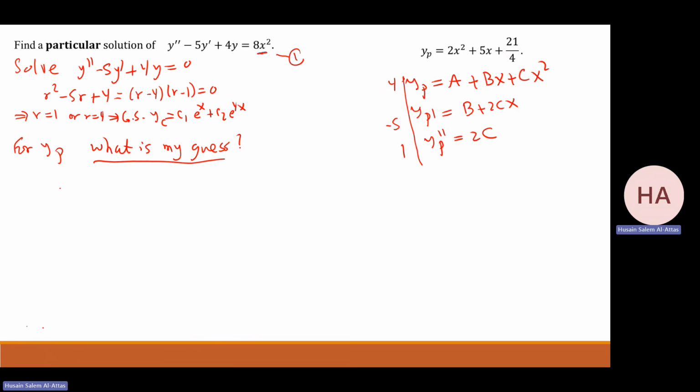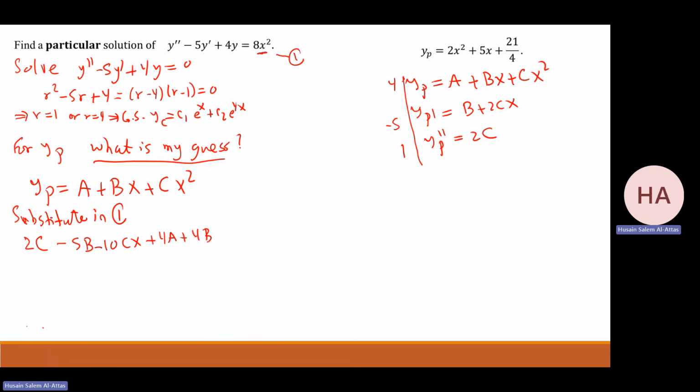So what is my guess? yp equals a plus bx plus cx squared. If I have a cube, I'll write dx cubed and so on. So substitute in 1, to get what? I have 2c, 5 times this, minus 5b, minus 10cx, plus 4a, plus 4bx, plus 4cx squared. That should equal 8x squared.